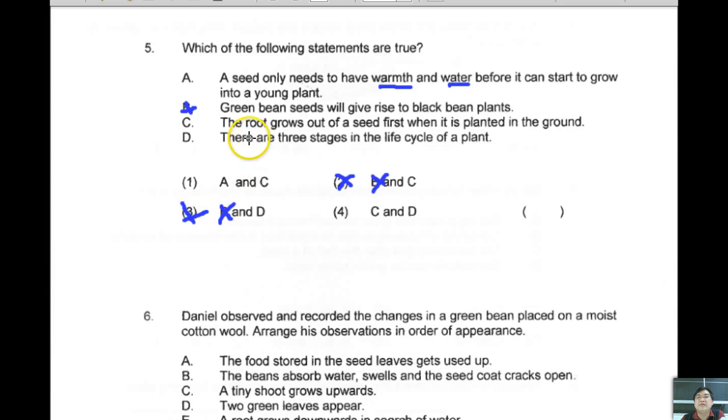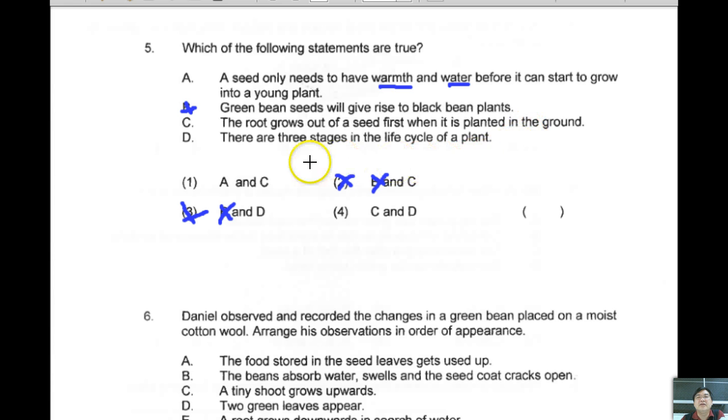Right. Let's get on with C. A root grows out of the seed first. Correct, when it is planted in the ground. Even though you don't plant it in the ground, you still get the root out of the seed first. It's fine. Okay, this is correct in some ways, right?